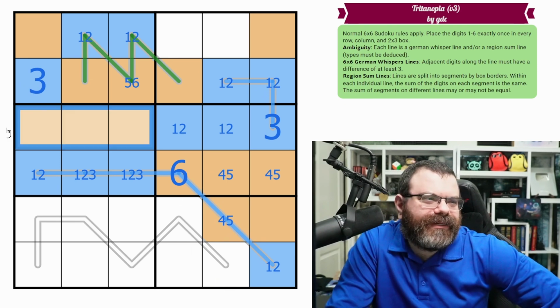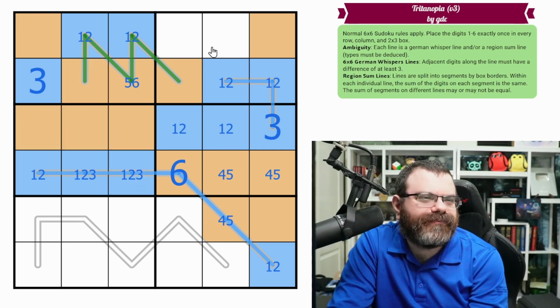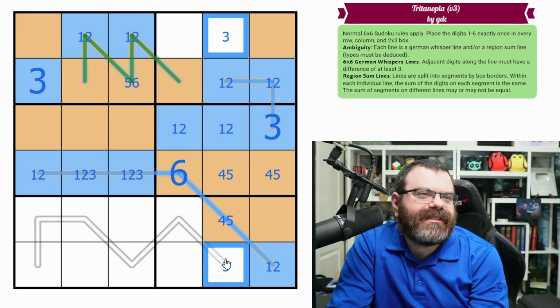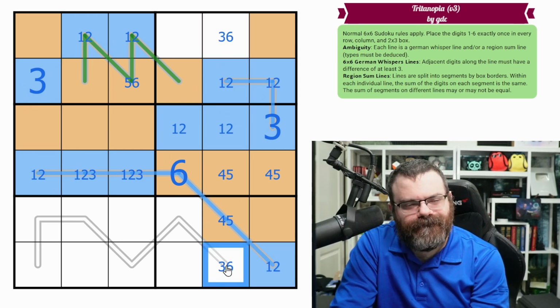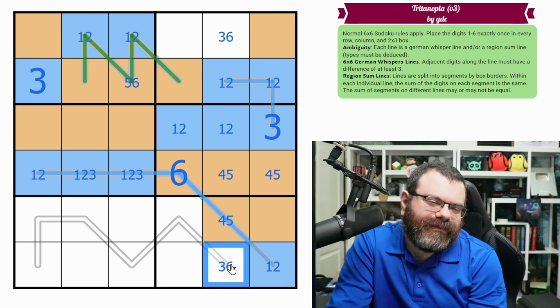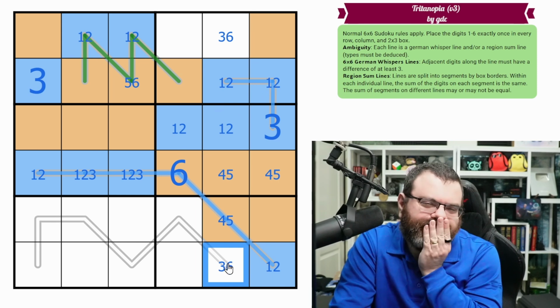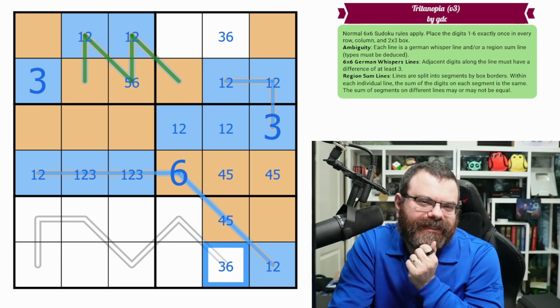All right, how do I continue here? 4, 5, 6. Yeah, I don't really want to mark that. Oh, we need a 3, 6 pair here. I wonder if that's helpful. I think so. Yeah, I think this is always 6, no matter what.